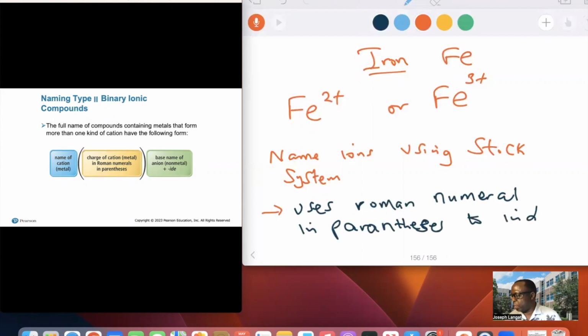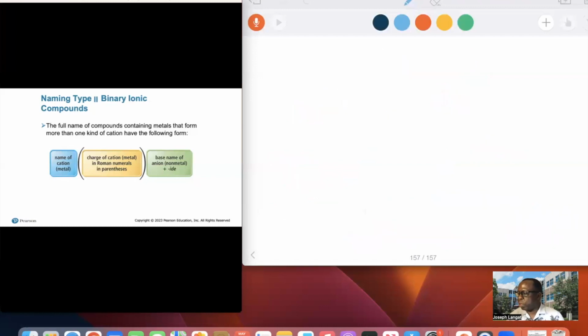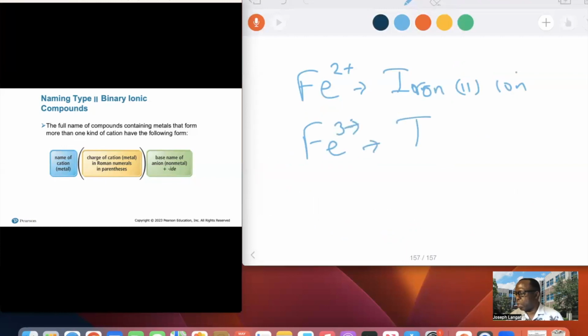To indicate the charge on the cation, the charge on the cation, we have to indicate that. For example, this one will be Fe 2 positive. We call this iron, we say iron 2 ion. And this is iron 3 ion, the Stokes system. We will come back to that.